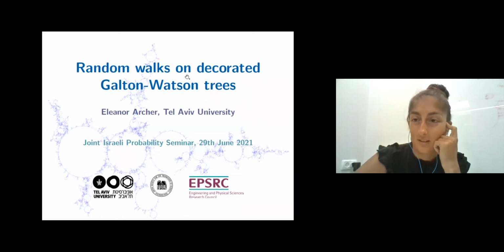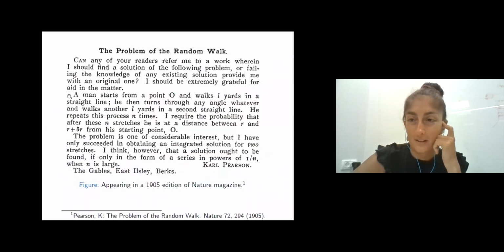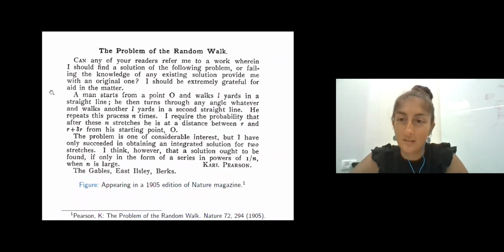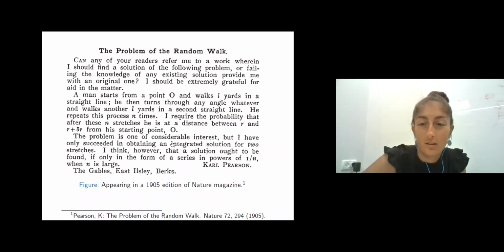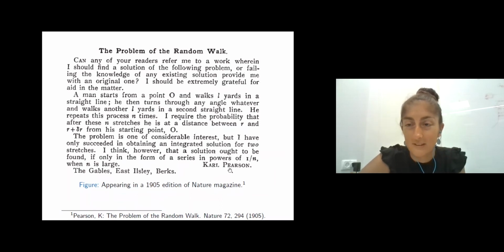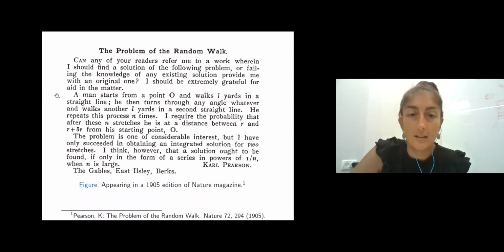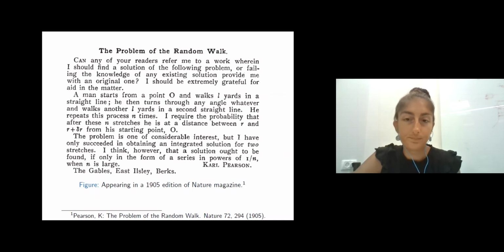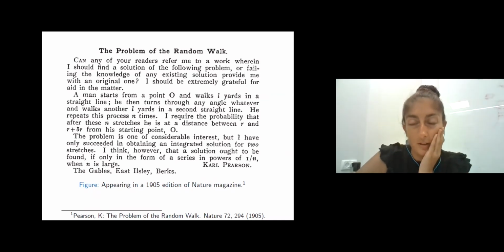But before I get to decorated Galton-Watson trees, I actually want to go back in time 100 years and start with this quote, which appeared in Nature magazine in 1905. The writer is Karl Pearson, who is a famous statistician. He essentially wrote in to describe a problem in which a man performs a random walk on the lattice, in particular the 2D lattice in this case. He wants to know, after n steps, how likely is this guy to be at distance r from his starting point? Nowadays this is well known, but he wasn't sure of the answer.